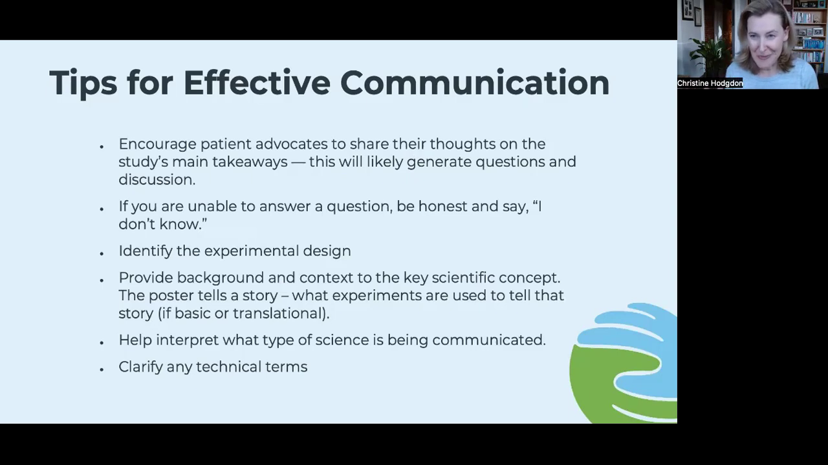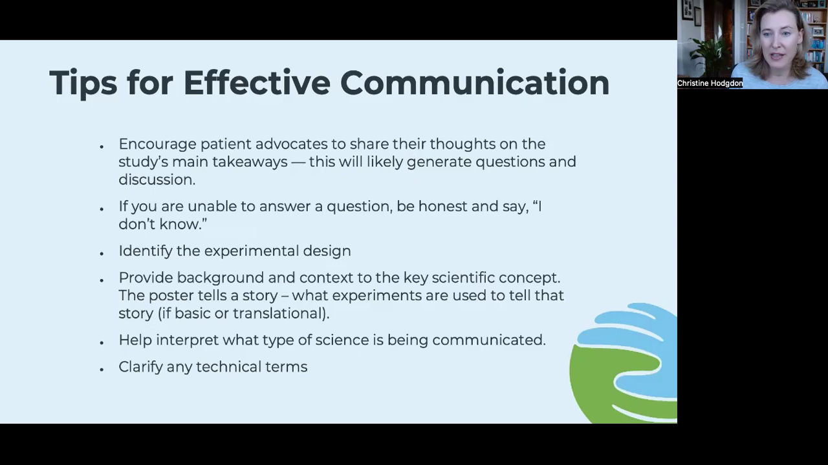It's important to take big breaths and take breaks as you're explaining these concepts, allowing the advocates to process the information. If you're unable to answer a question, just be honest and say, I don't know. It's actually quite refreshing for the advocates to realize that the scientists are not experts in everything. And you can always follow up with the advocates after the session to answer any unanswered questions.